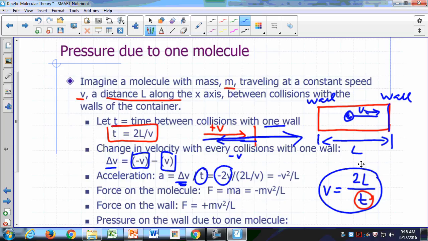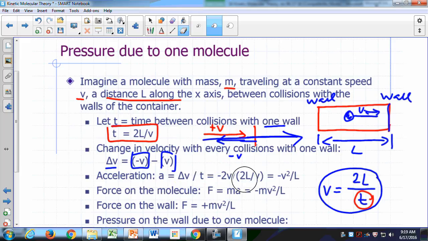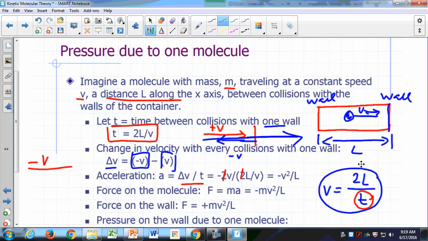Divide that by the time it takes between collisions with that one particular wall. That time is 2L over v, and so that gives you your acceleration. So acceleration is change in velocity divided by elapsed time. So let's simplify this. I have my 2 here cancels out. I have negative v over L over v, so I move my fraction up and flip it, so I have minus v times v over L. So that gives me negative v squared over L for my acceleration.